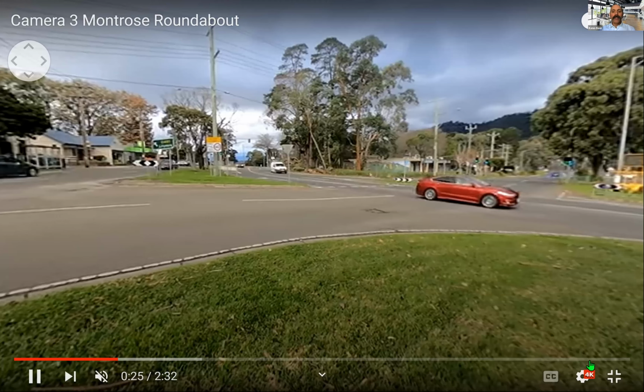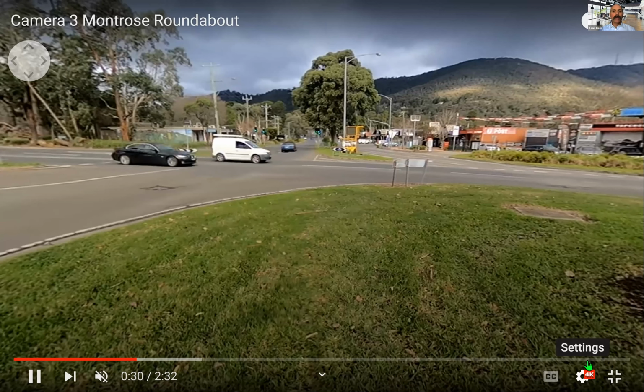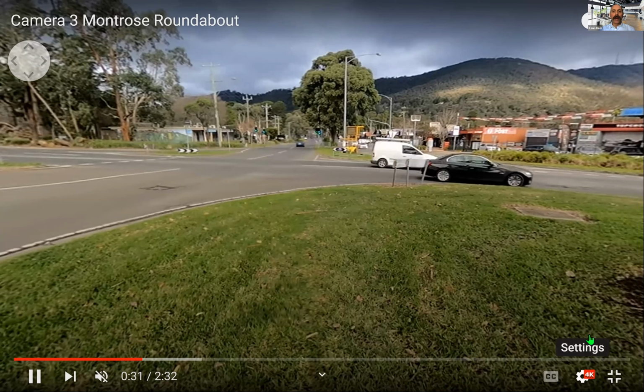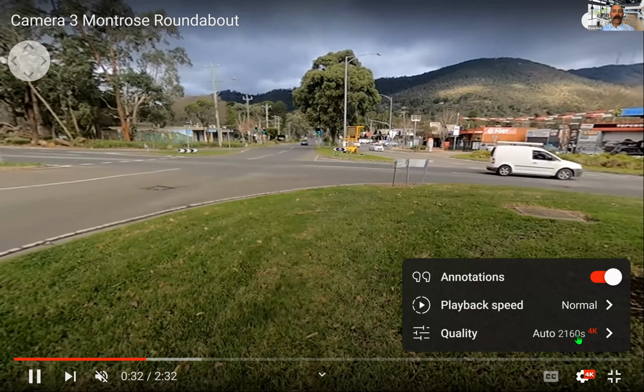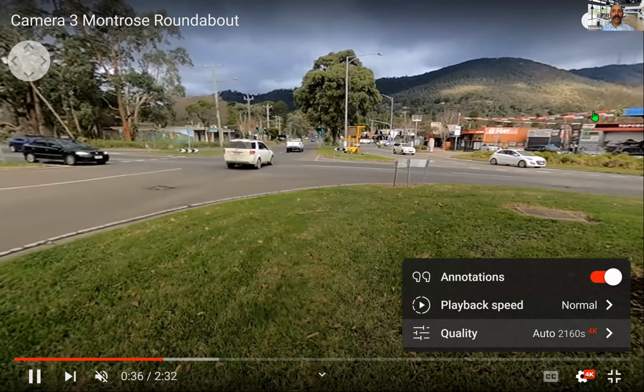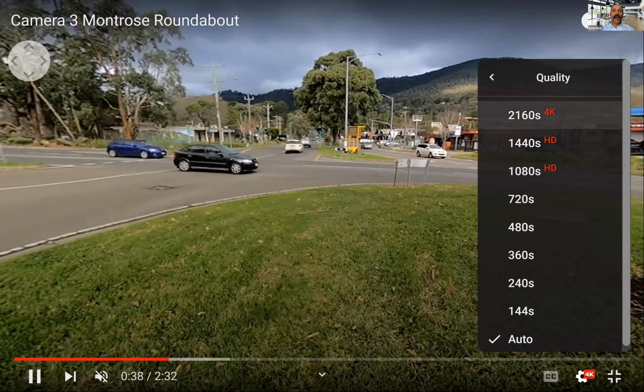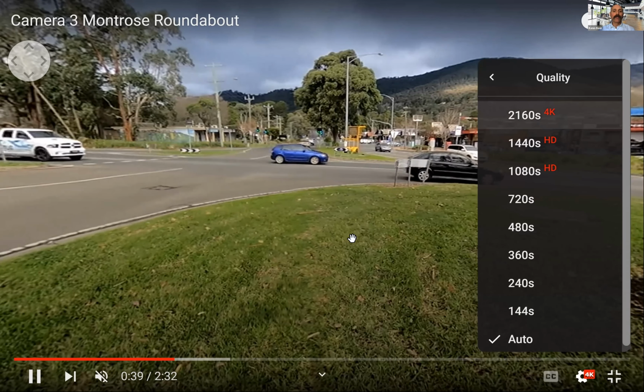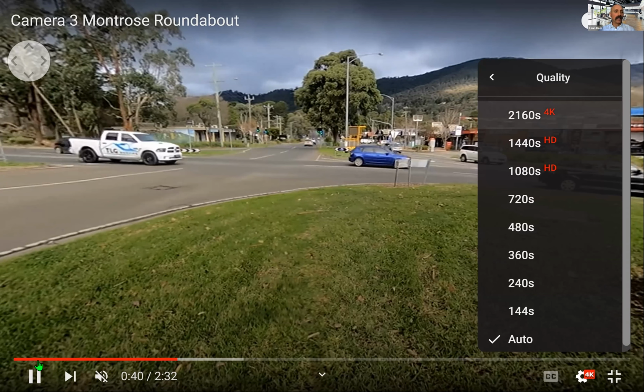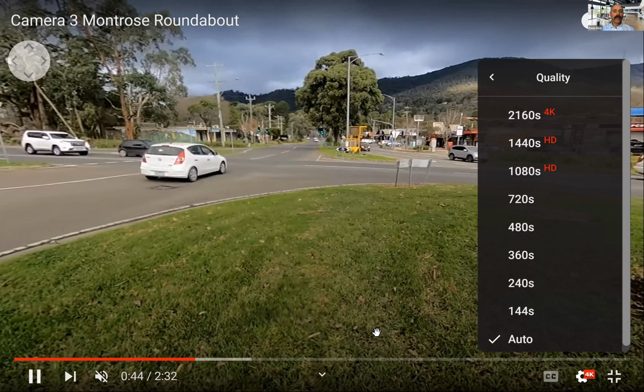Little tip here is, if you want to get it crisp and clear, you up your quality right up to the highest there, and that will give you a really crisp, clear image. I won't do it now because we're trying to make sure the streaming continues, but that's how you can do it.